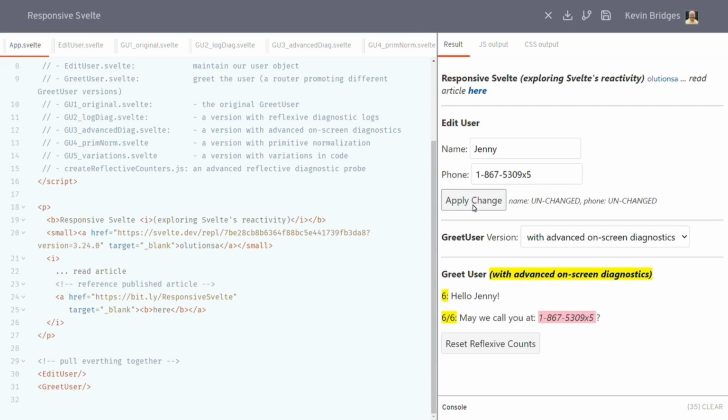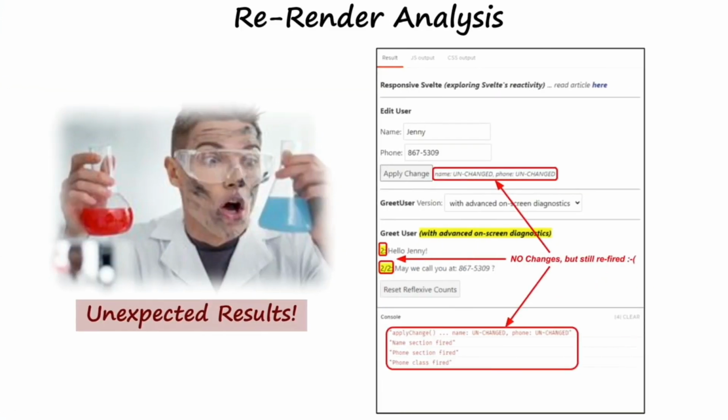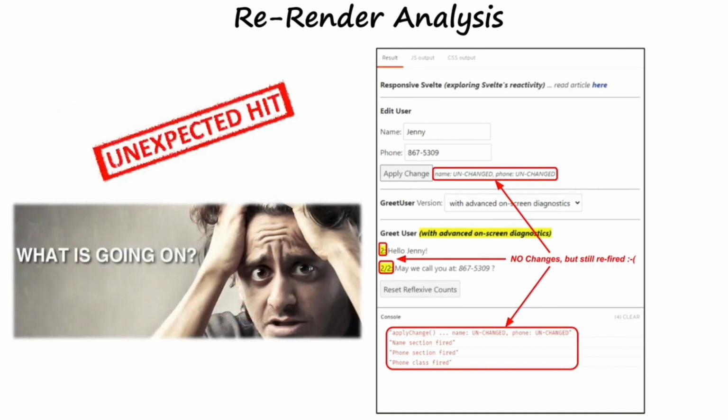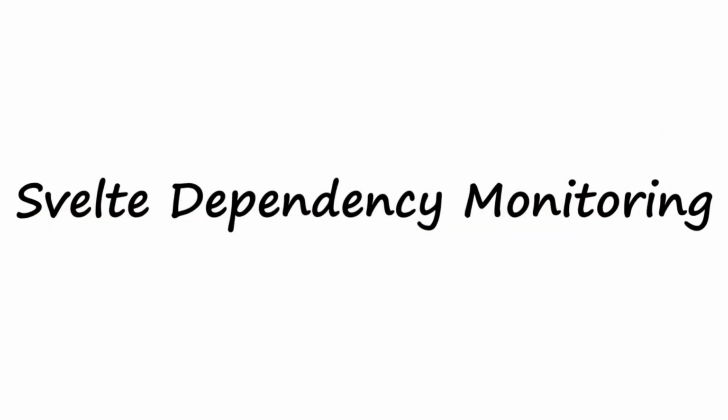Now, as a sidebar, I realize that I can optimize the user store to prevent this last scenario, but for the purposes of this discussion, it better highlights the points that we are driving at. So this is really an unexpected hit. What is going on? The answer has to do with Svelte's dependency monitoring.